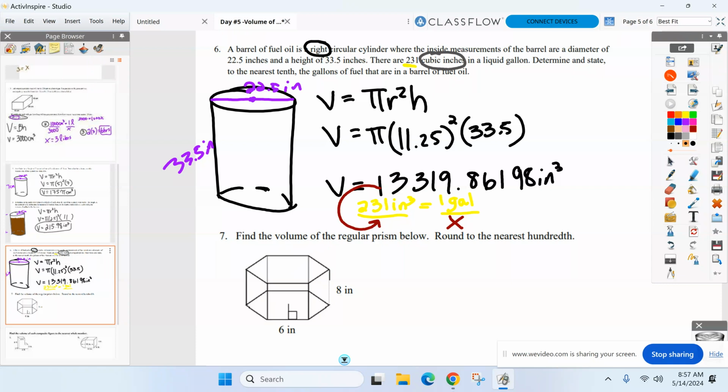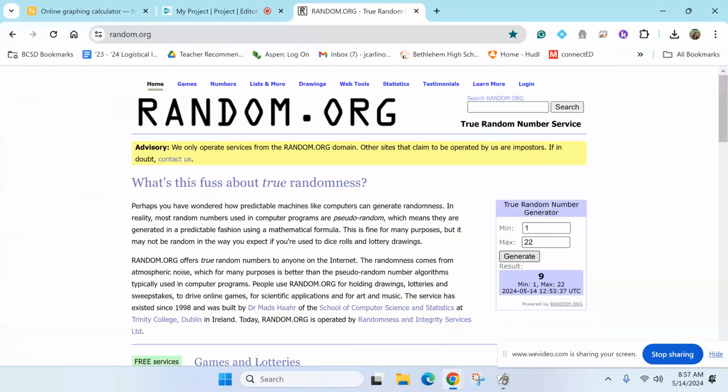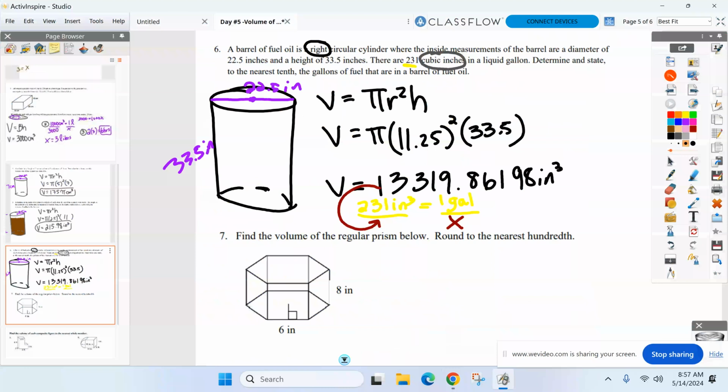Nearest 10th. How many gallons? Nearest 10th. So after you're done cross multiplying, figuring out what to do. Wow, Vinny, that is unprecedented 3 in a row here. 5.3 gallons.